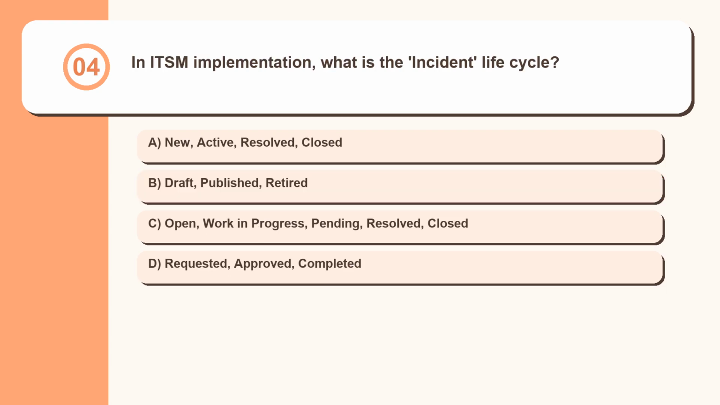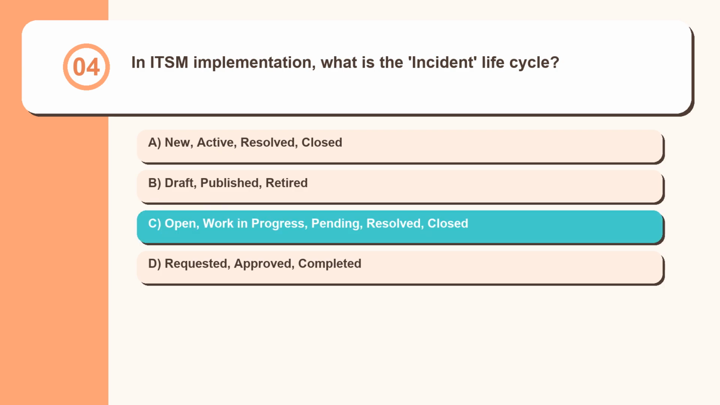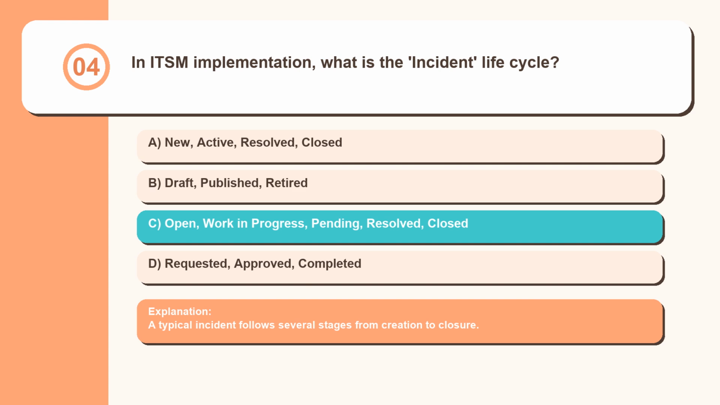Question 4. In ITSM implementation, what is the incident life cycle? New, active, resolved, closed; draft, published, retired; open, work in progress, pending, resolved, closed; requested, approved, completed. A typical incident follows several stages from creation to closure.